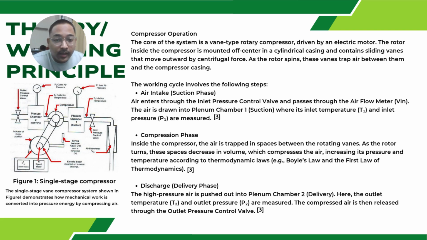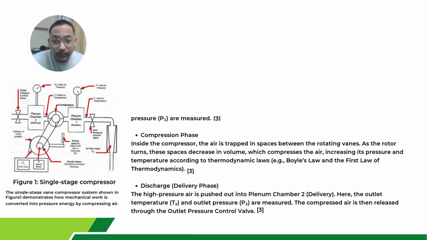Okay, the compression phase. Inside the compressor, the air is trapped in spaces between the rotating vanes. As the rotor turns, these spaces decrease in volume, which compresses the air, increasing its pressure and temperature according to the thermodynamic law. Okay, discharge phase, which is the delivery phase. The high pressure air is pushed out into plenum chamber 2 delivery. Here, the outlet temperature T2 and outlet pressure P2 are measured. The compressed air is then released through the outlet pressure control valve.